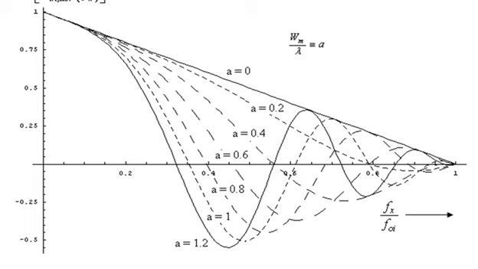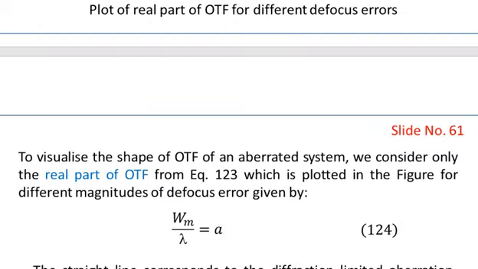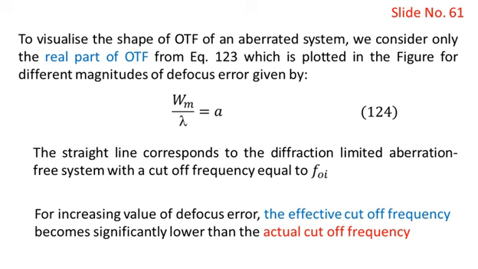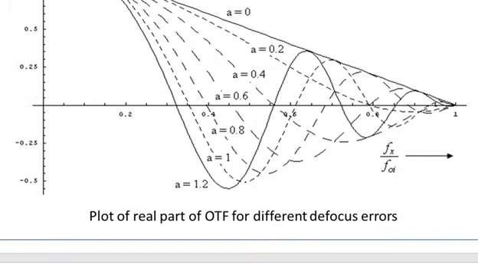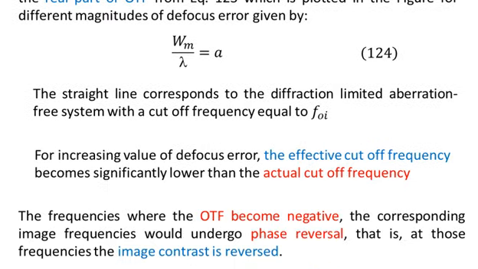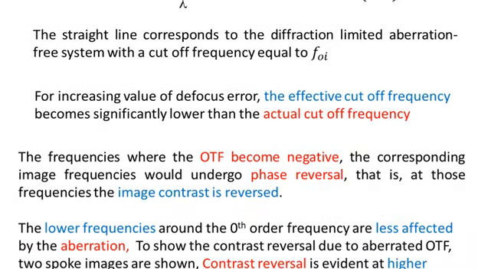And you see that the plots show different shapes. The straight line corresponds to the diffraction limited aberration free system with a cutoff frequency equal to f0i. For increasing value of the defocusing error, the effective cutoff frequency becomes significantly lower than the actual cutoff frequency. So you can see that the cutoff frequencies for greater defocusing error become smaller and smaller.